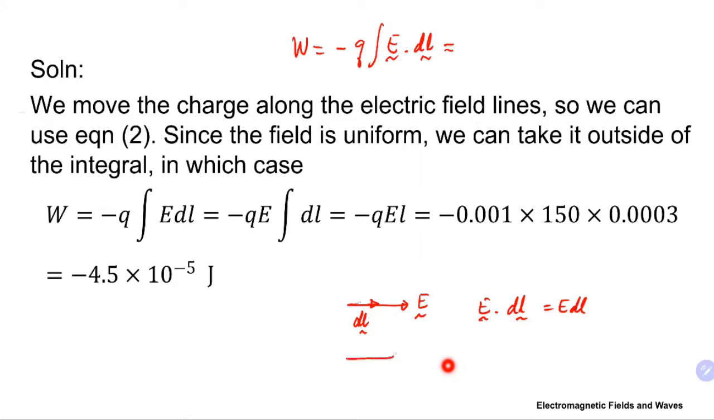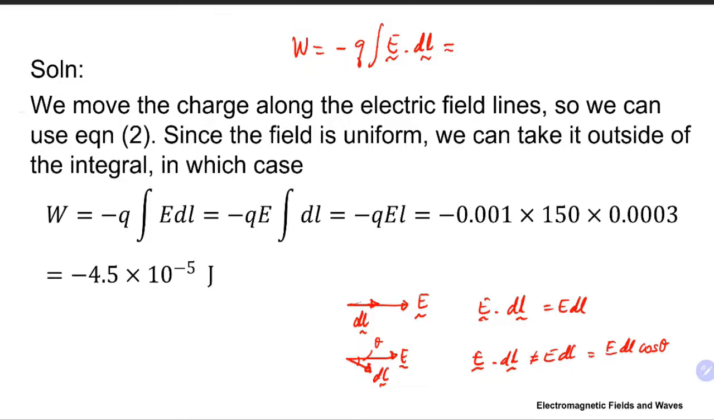If we are not moving along the field, if we try to move in this direction, then E dot dl is not equal to E dl. It equals E dl cos theta. You need to know this angle here. Okay, and that becomes more complicated.